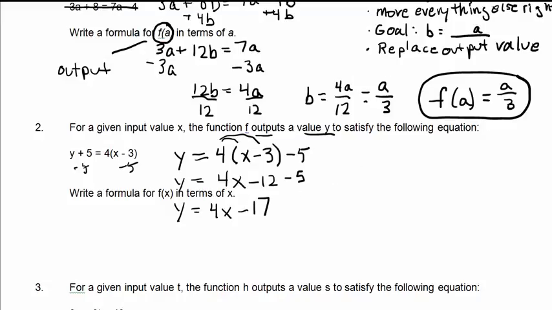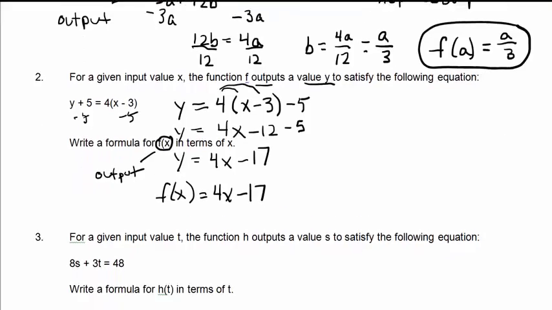So we moved all our outputs to the left. That's our y variable. It was on the left, so that made it easy. Everything else moved right. Our goal is to get an equation, which we have here. And then we're going to replace our output value. This is your output value, f of x in this problem. So we're going to replace the original output value, y, with f of x. You get f of x equals 4x minus 17. Okay, that's pretty doable. Let's try out a couple more.